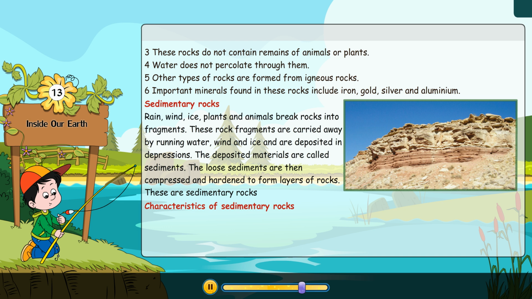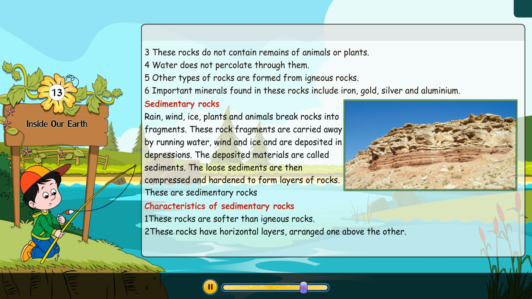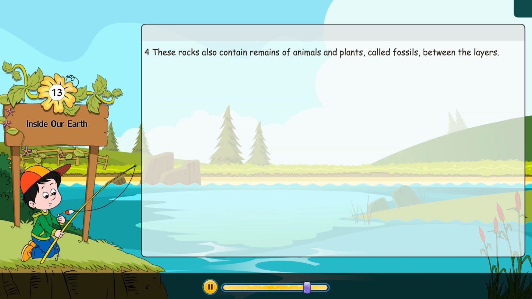Characteristics of sedimentary rocks. These rocks are softer than igneous rocks. These rocks have horizontal layers arranged one above the other. These rocks are mostly formed under water and have marks of waves and mud cracks. These rocks also contain remains of animals and plants called fossils between the layers. The important examples are sandstone, limestone, and coal.